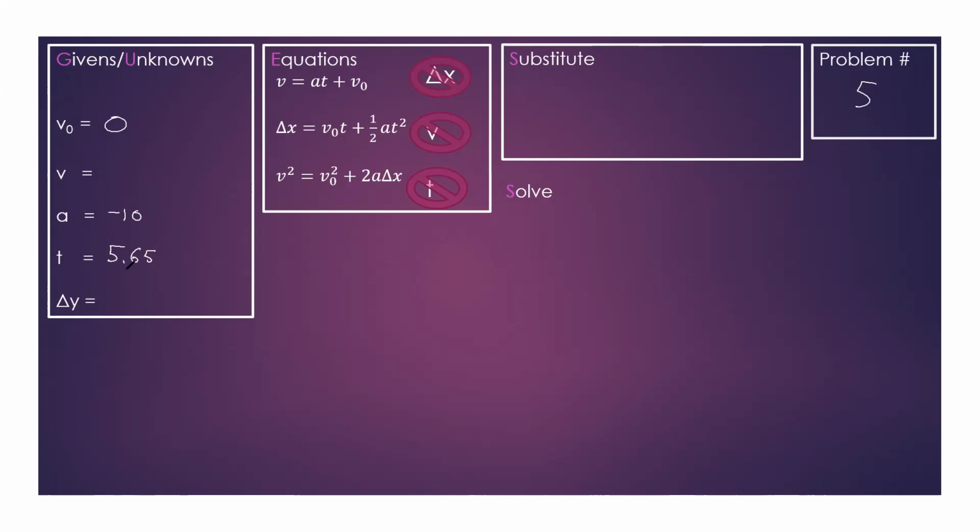We want both of these, so just pick one to solve for first. I'm going to go ahead and just solve for v first. Doesn't matter which. In this case, delta y is the one that at this particular moment I do not care about. So I've got v equals a times t plus v naught. Negative 10 times 5.65 is very straightforward. It is negative 56.5 meters per second.